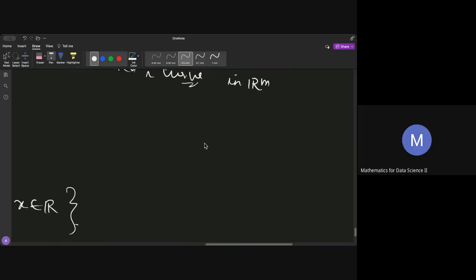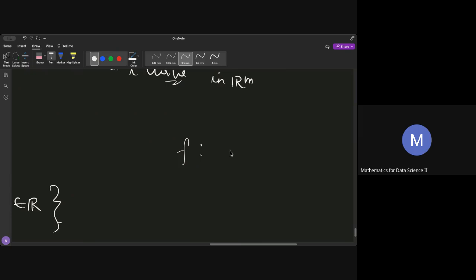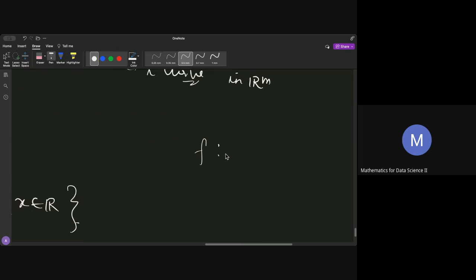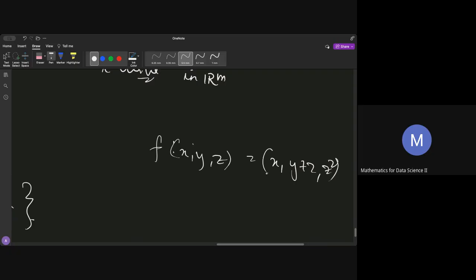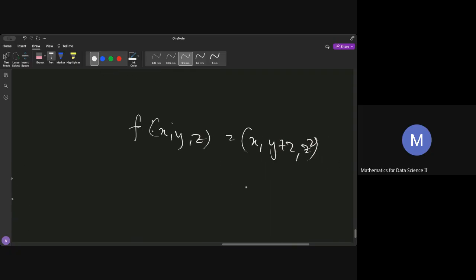What's the range of a function? Let's say you have a multivariable function, f(x, y, z) equals, let's say, (x, y plus z, z squared). Then what's the range of this? Range is simply the collection of outputs that you can get, right? That's the range. Yeah, right.